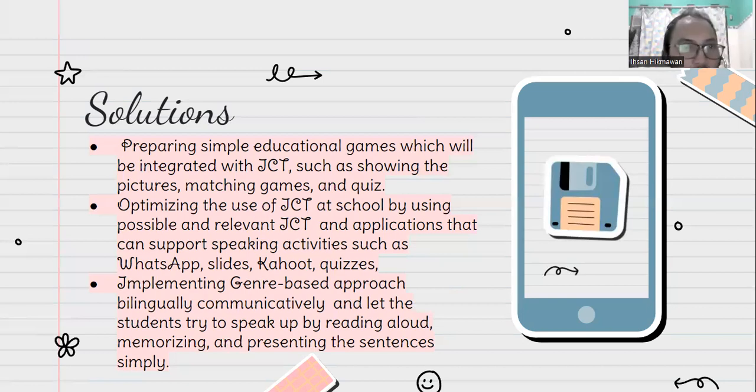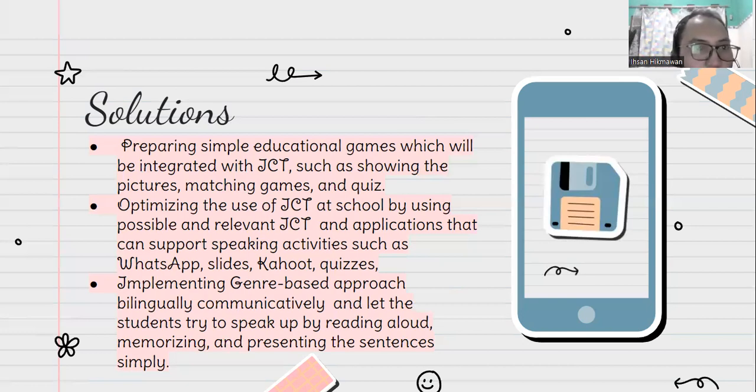The second solution is optimizing the use of ICT at school, like using possible and relevant ICT applications that the students do not need to download and install, which can support speaking activities, such as WhatsApp, Slide, Kahoot, or quizzes. WhatsApp is a very common application, and everybody uses it and has downloaded it.